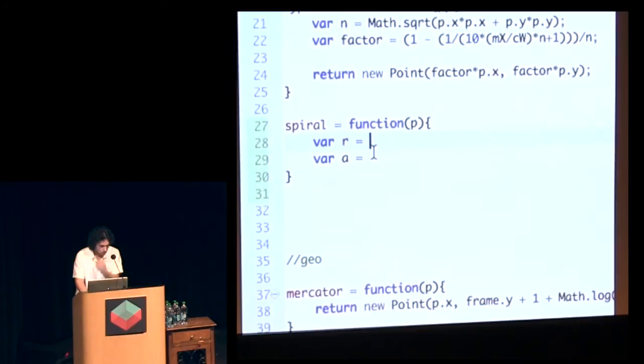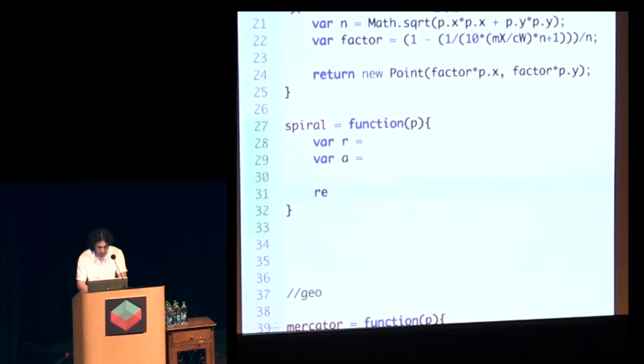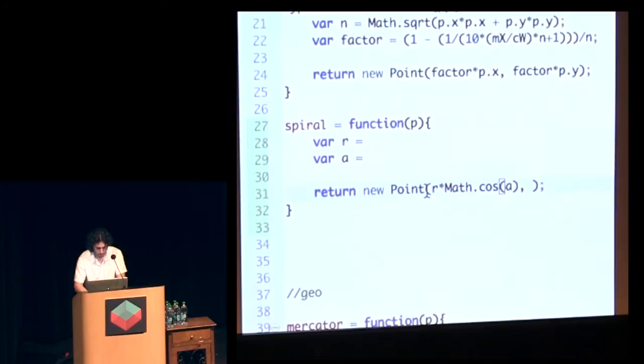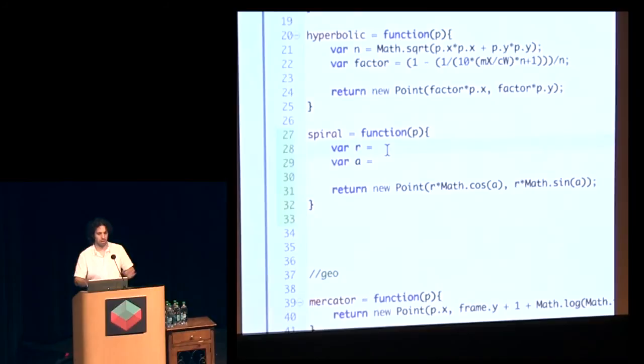Radius and angle, and then the result is a point transformed in a polar way. Okay. This is the general structure of the function. So how the spiral works.